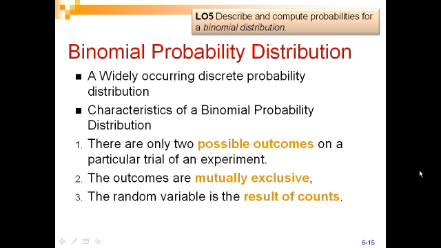We flip a fair coin 5 times and count the number of times a head appears. We select 10 workers and count the number who are over 50 years of age. Or we select 20 boxes of Kellogg's Raisin Bran and count the number that weigh more than the amount indicated on the package.